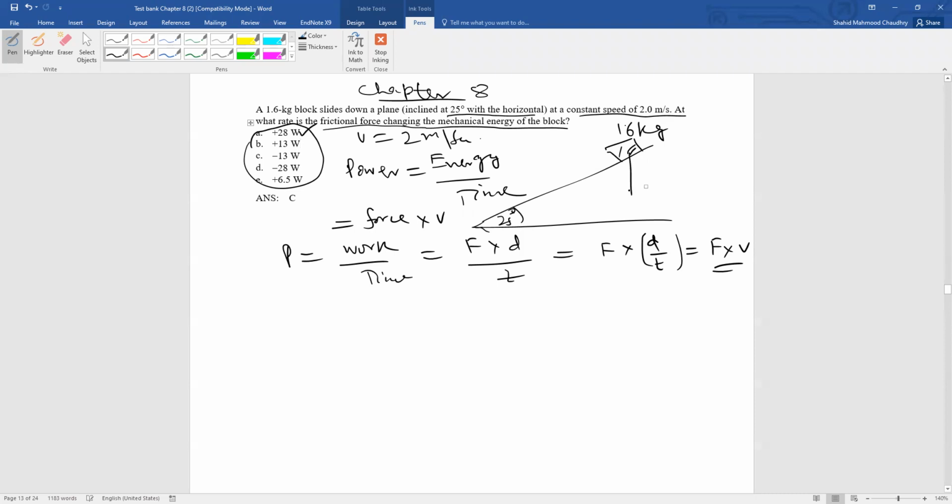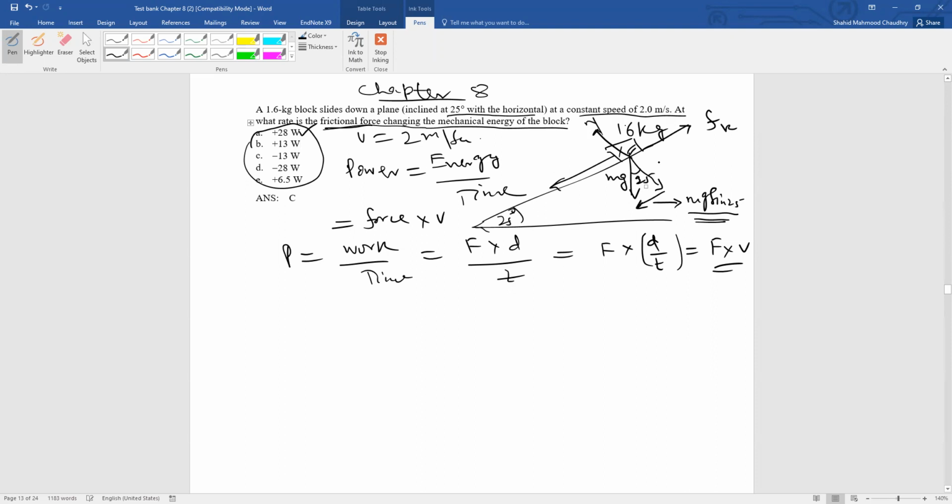First you can make the components of this one. This is the normal reaction, and this is the component; this is 25 degrees, and this will be mg, and this is mg sine of 25. So the block is moving down. We need the frictional force. Surely if the block is moving down, with which component is it moving down? It is moving with this component. Where will the frictional force be? The frictional force will be in the opposite direction.